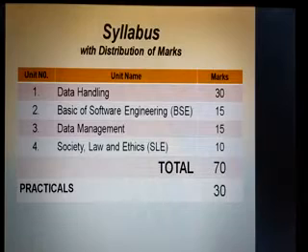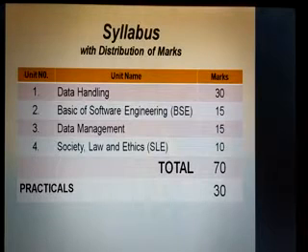The next unit is Unit 4. It consists of societies, law and ethics, also known as SLE, carrying 10 marks. This unit covers topics like digital rights and licensing, privacy laws and cybercrime, the IT Act, e-waste management, etc.